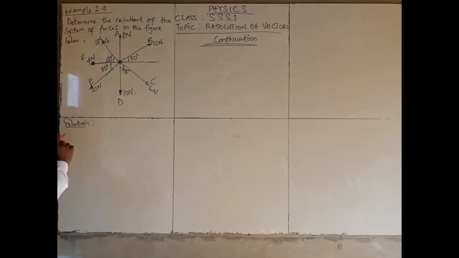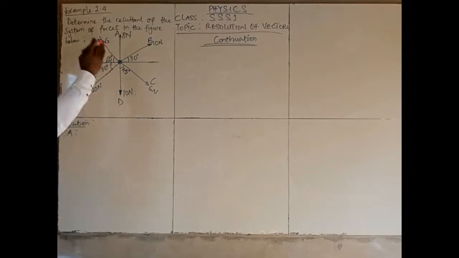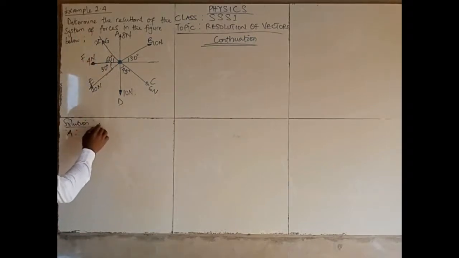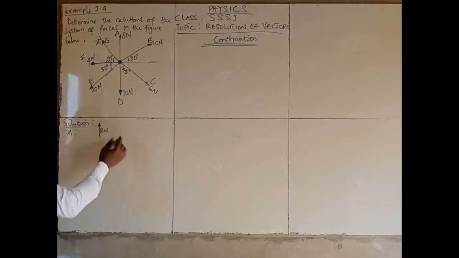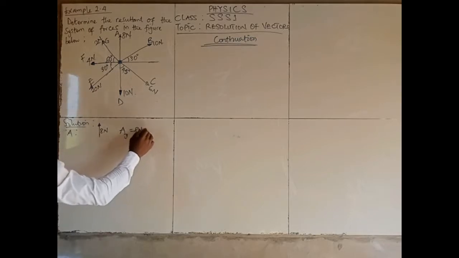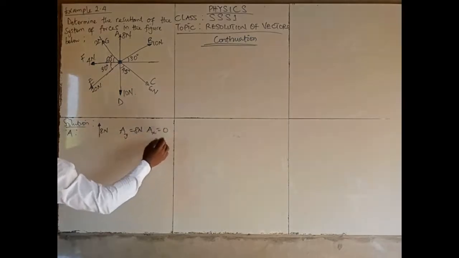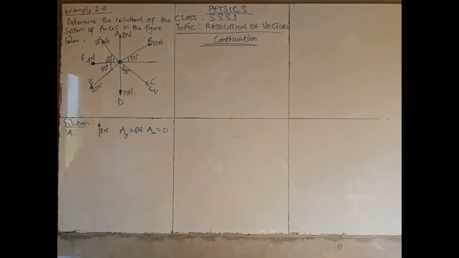Solution. We have to resolve each of the vectors into their two components. Vector A is 8 Newton, which is already on the vertical axis. You don't need to resolve. Therefore, AY is 8 Newton, but AX is 0, as it doesn't have any component on the x axis, the horizontal axis.